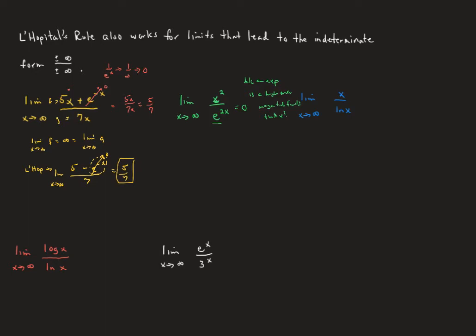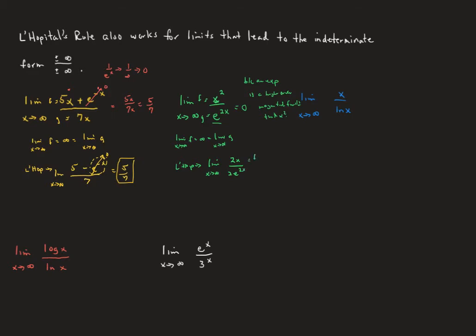We can say this is going to be f, that's going to be g. The limit as x goes to infinity of f is infinity. So is the limit as x goes to infinity of g. So we can invoke L'Hopital's rule. I need room to write my limit. So we'll say limit as x goes to infinity. That's now 2x over 2e to the 2x.